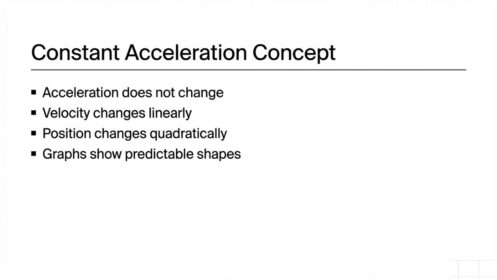Now, let's focus on the concept of constant acceleration. This means that acceleration remains the same throughout the motion, without any variation. Because acceleration is constant, velocity changes at a steady, linear rate over time. Meanwhile, the position or displacement of the object changes in a quadratic pattern, increasing more rapidly as time progresses. This relationship allows the graphs of acceleration, velocity, and position to follow predictable and well-defined shapes, making it easier to analyze and understand the motion involved.